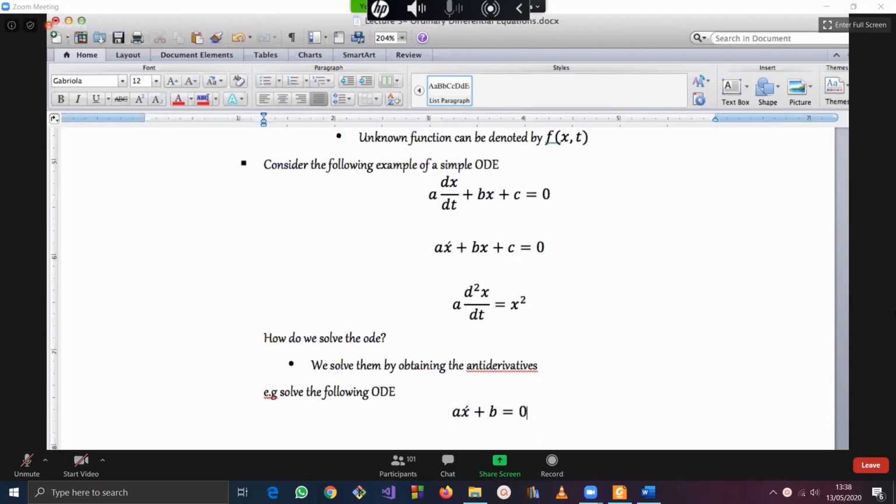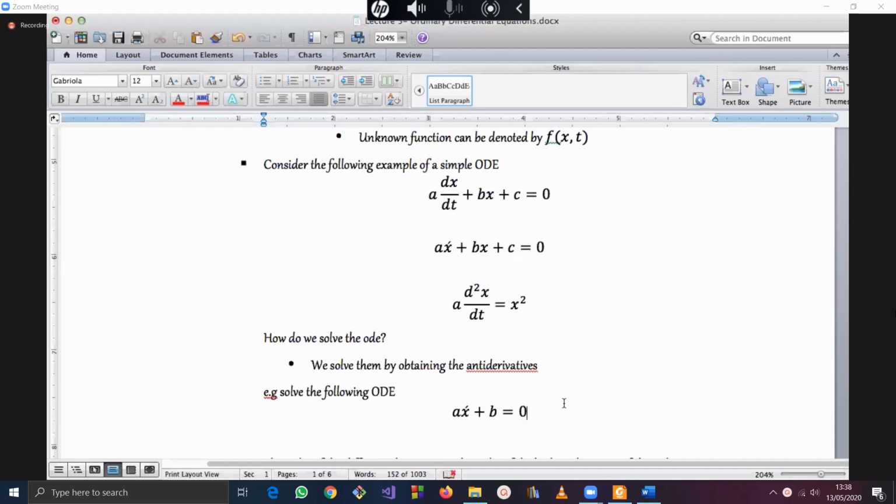This is an ODE. Now we want to solve this. To solve, therefore, this means we want to obtain the values here. In other words, the solution is to obtain the values of x that satisfy the equation. That is the thing.